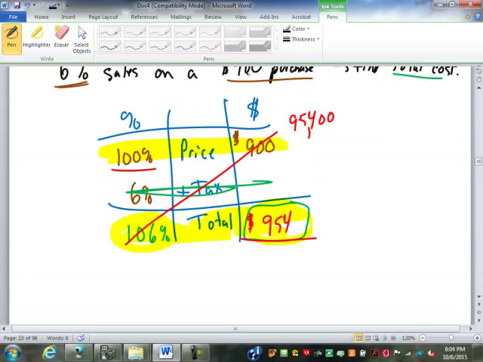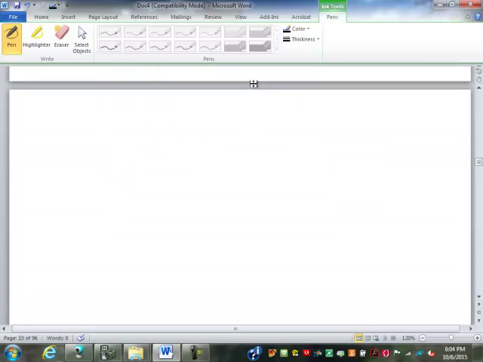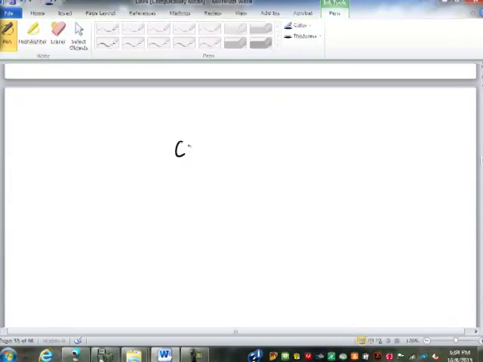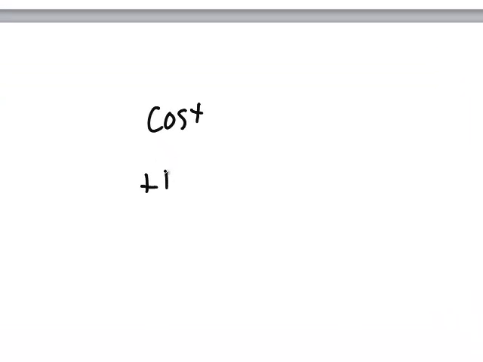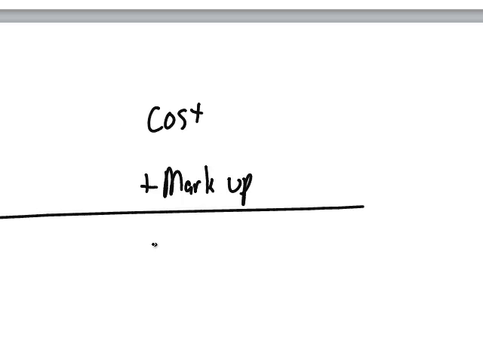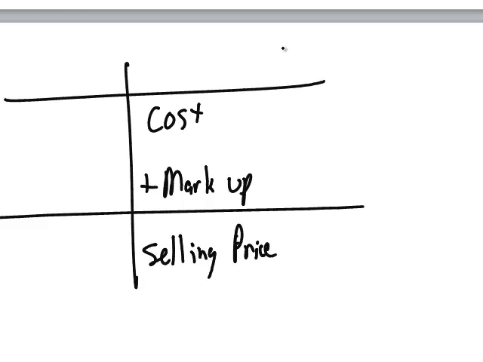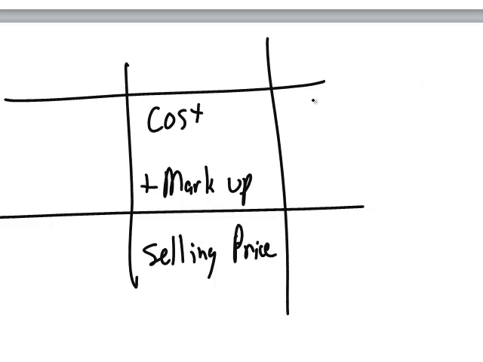Did everybody get this down? The formula for markup is always going to be cost plus the markup equals the selling price. You'll see me abbreviating these most likely from now on. The cost I'll write out, but markup will just be MU, selling price will just be SP. And it'll be percents on one side and dollars on the other.